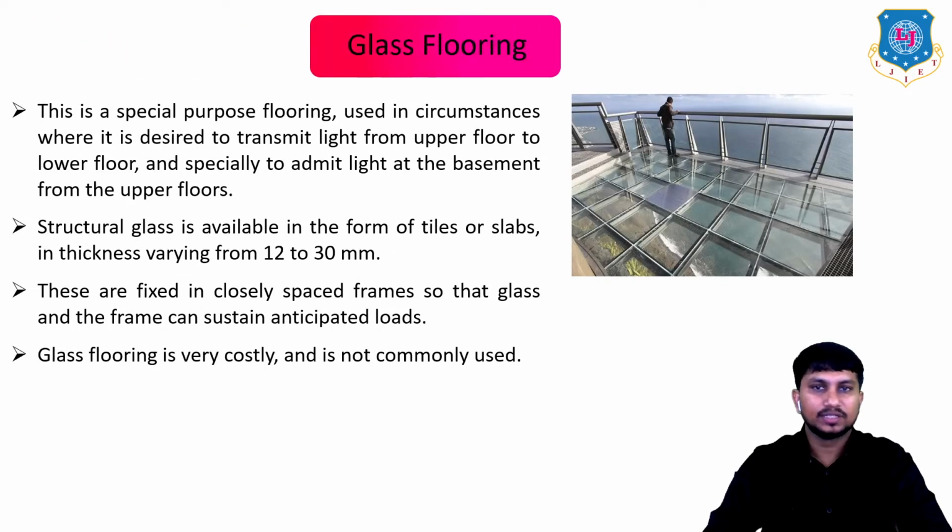Next is glass flooring. This is a special purpose flooring used in circumstances where it is desired to transmit light from upper floor to lower floor and specially to admit light at the basement from the upper floors. Structural glass is available in the form of tiles or slabs in thickness varying from 12 to 30 mm. Okay, these are fixed in closely spaced frames such that glass and the frame can sustain anticipated load easily and it cannot be broken. Glass flooring is very costly and is not commonly used in the normal type of buildings.